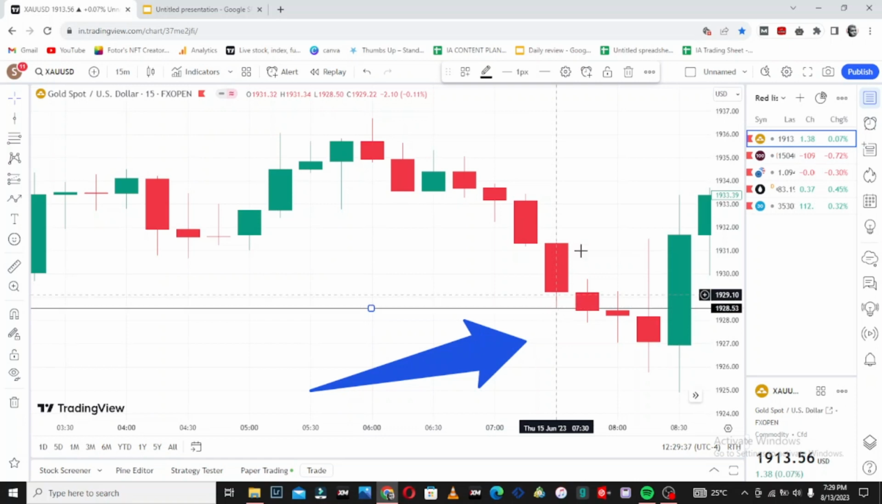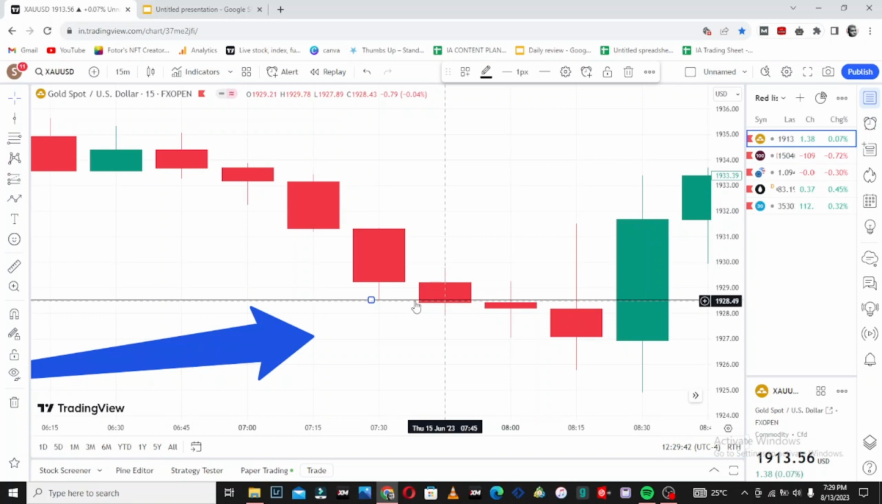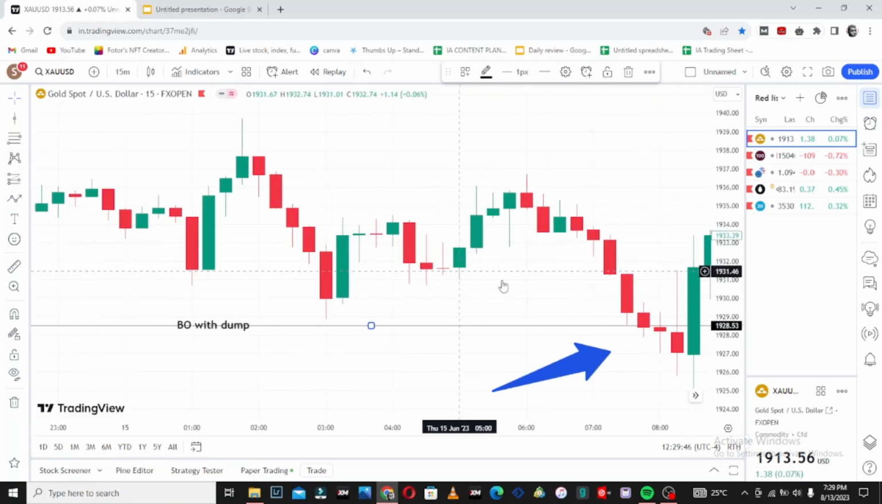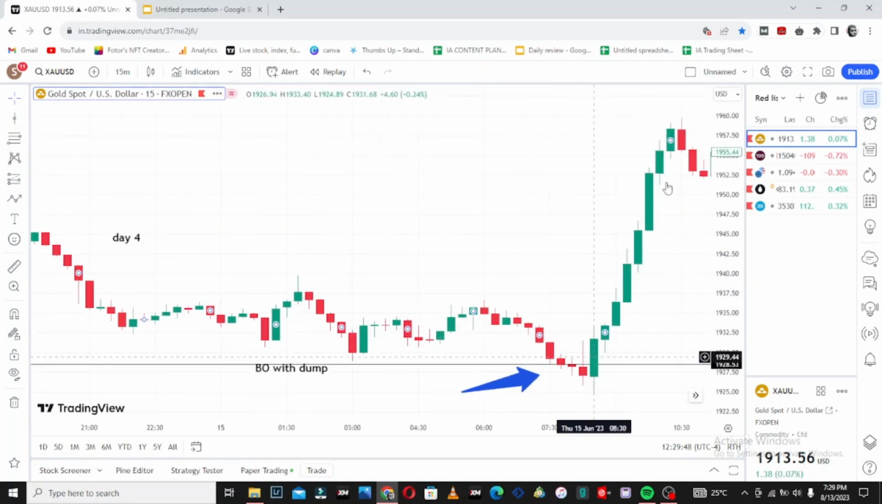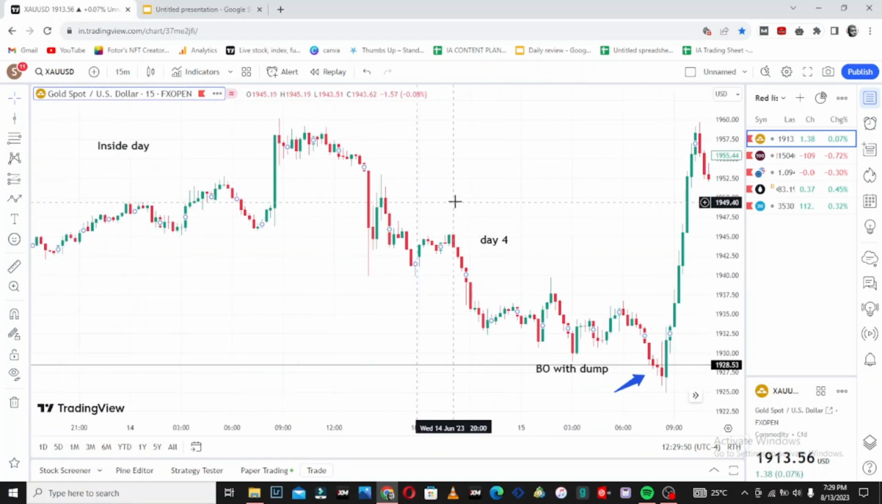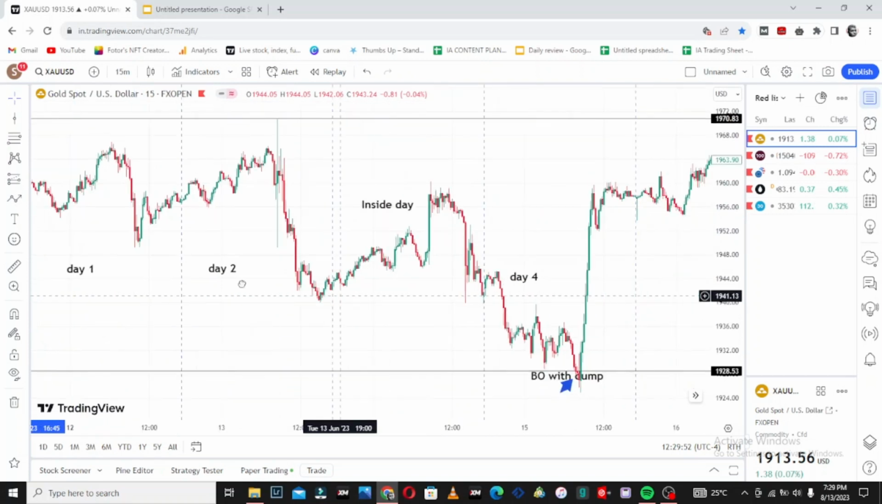So we extend our low of the week first, and then from there, we have this breakout now. This is a clean breakout, as you can see. For there, boom, continuation. And then the reversal. Hope that is clear.